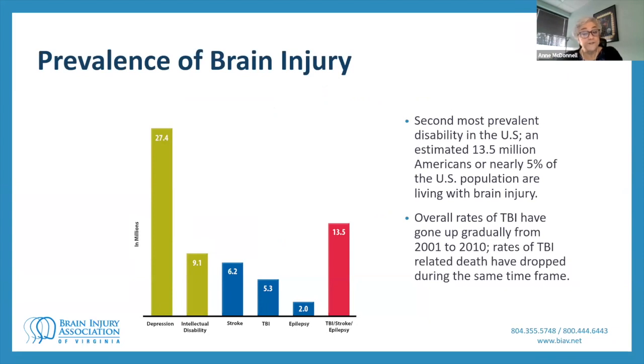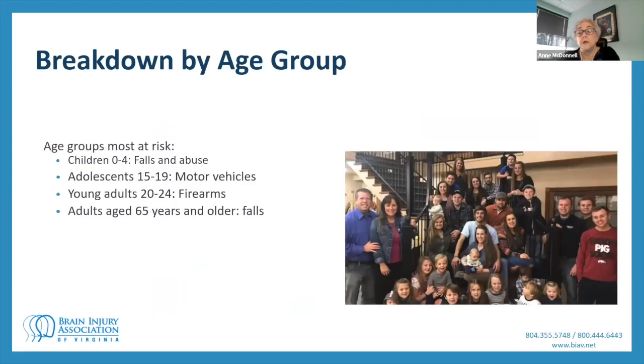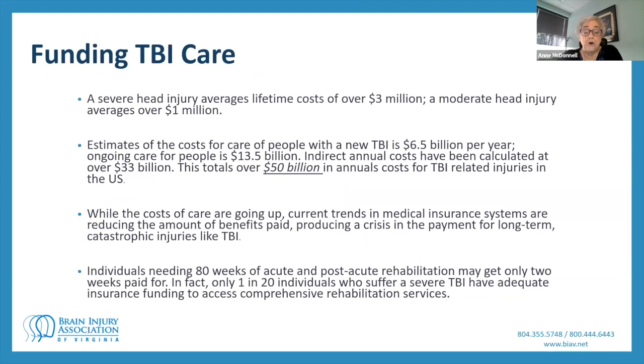We know that overall the rates of brain injury have gone up gradually, but the rates of death have dropped during the same time frame. This is a picture of the Duggars because I figured they covered every group of people we were going to talk about in terms of age. The age groups who are most at risk are children 0 to 4, and their primary causes relate to falls and abuse. Adolescents 15 to 19 are at risk from motor vehicle accidents. Young adults 20 to 24, firearms and motor vehicle accidents. And adults 65 and older sustain their brain injuries as a result of falls.